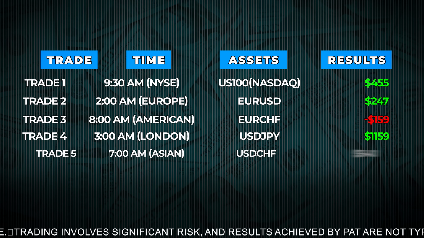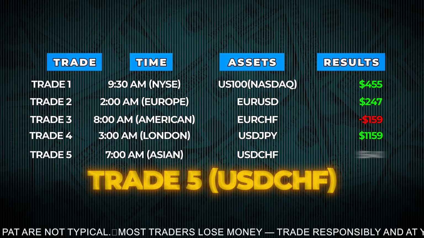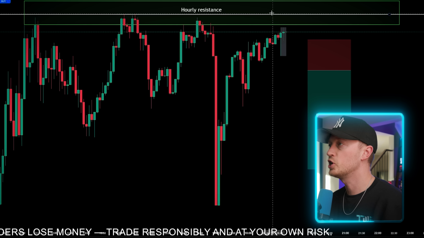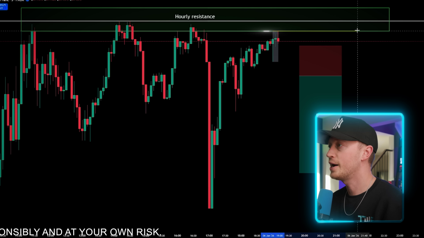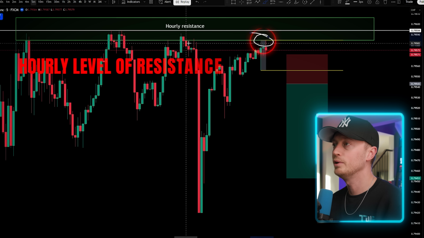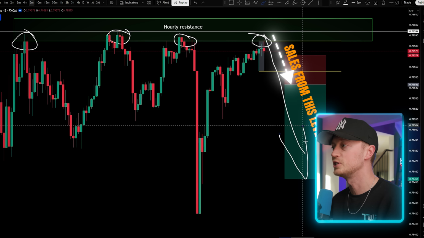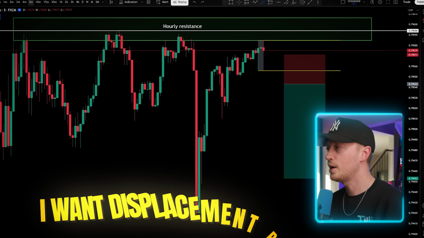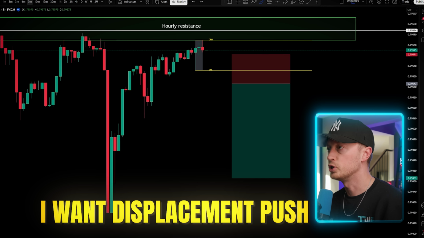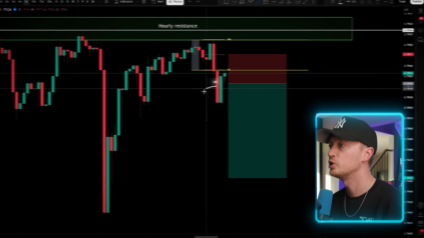All right, for the last trade, we're saving the best for last. We're trading the Swiss franc in the Asian session. You can see right here, we just created the range. Our range high is right here. Our range low is right there. Price tapped into this hourly level of resistance. So we're definitely looking for sells from this level. Now, all I want is that displacement push, right? 1, 2, 3, bing. Got myself that nice push out of there.